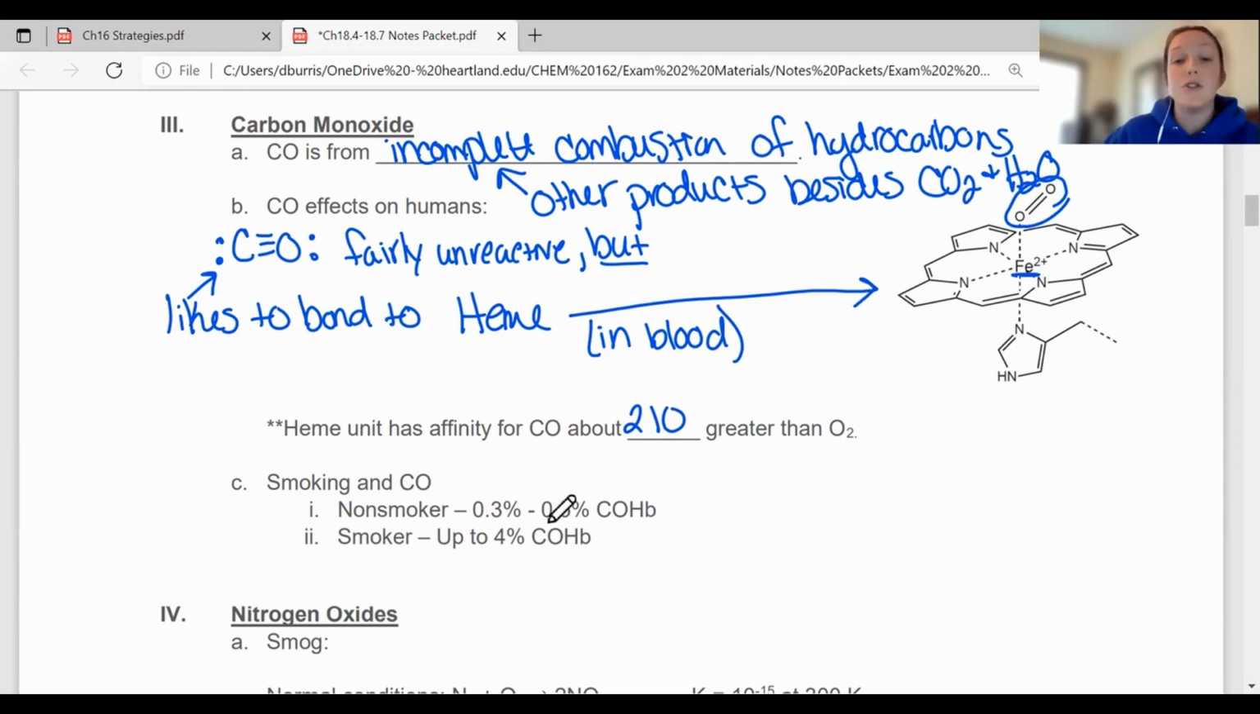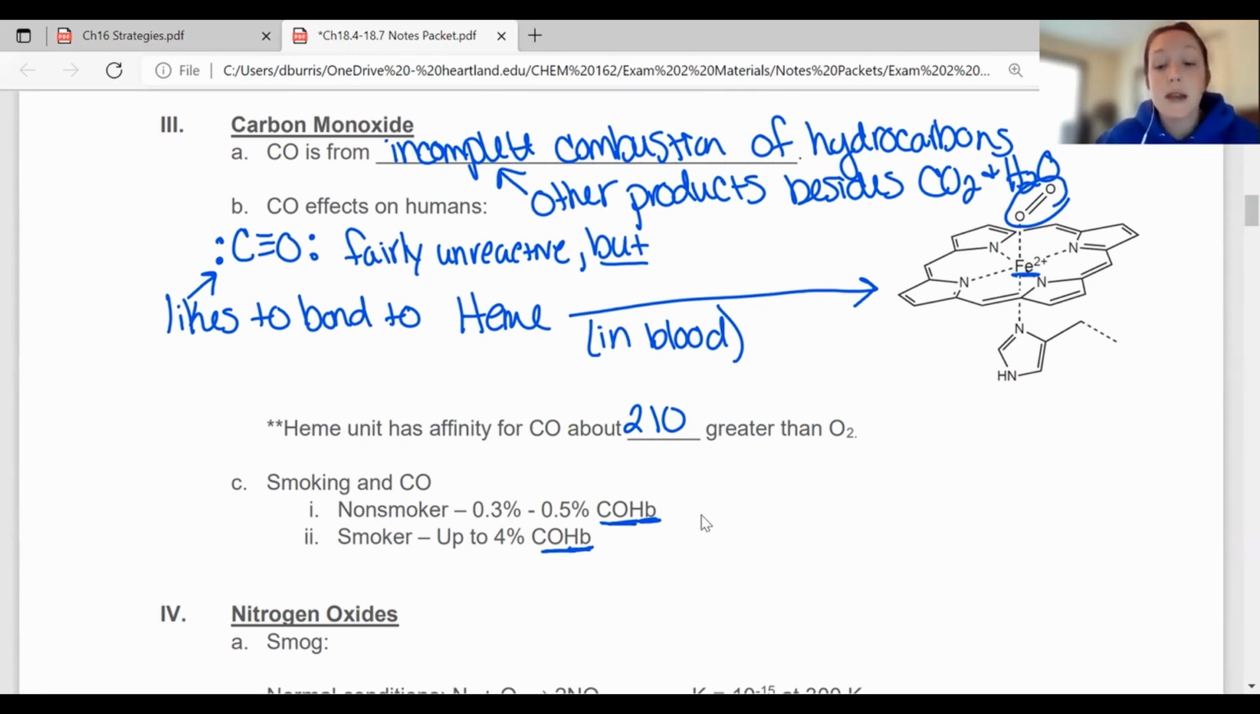So a non-smoker usually has 0.3 to 0.5% of their HB, which stands for hemoglobin, with carbon monoxide on it. Whereas a smoker usually has up to 4% of their hemoglobins with carbon monoxide on them. That's what that COHb stands for. So that's a really big difference.